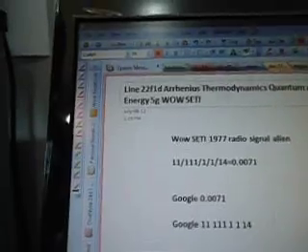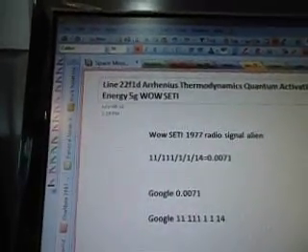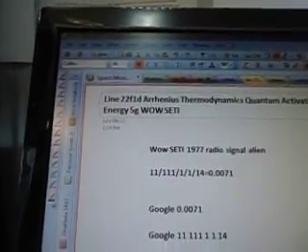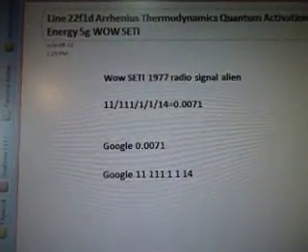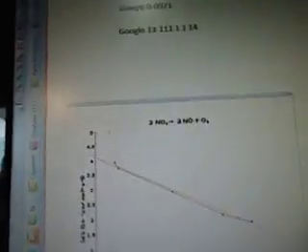So this is part 261. It says line 22f1d: Arrhenius, Thermodynamics, Quantum, Activation Energy, 5G, Wow Seti. So there's your alien radio signal there, and here's a diagram for you to look at.